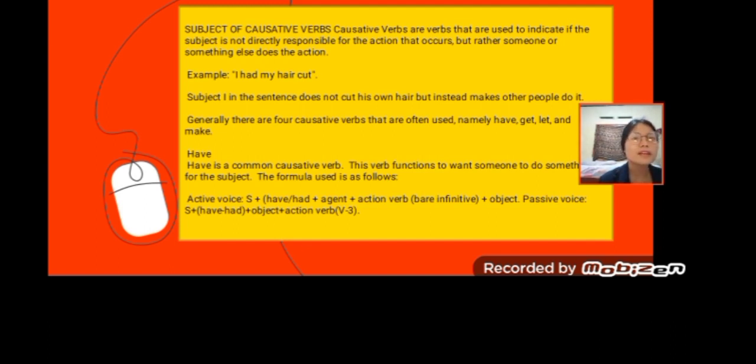For example, I had my hair cut. The subject in the sentence does not cut his own hair, but instead makes other people do it. Generally, there are four causative verbs that are often used, namely have, get, let, and make.